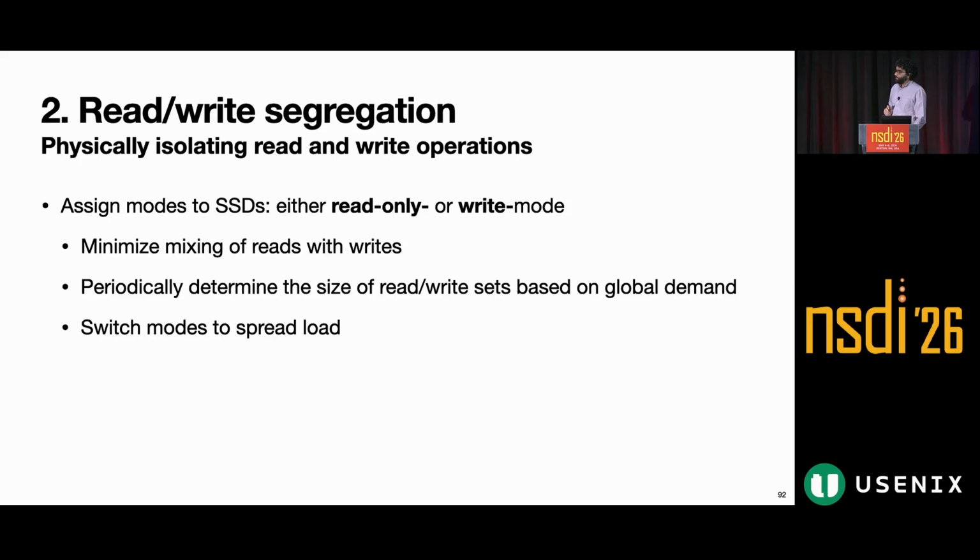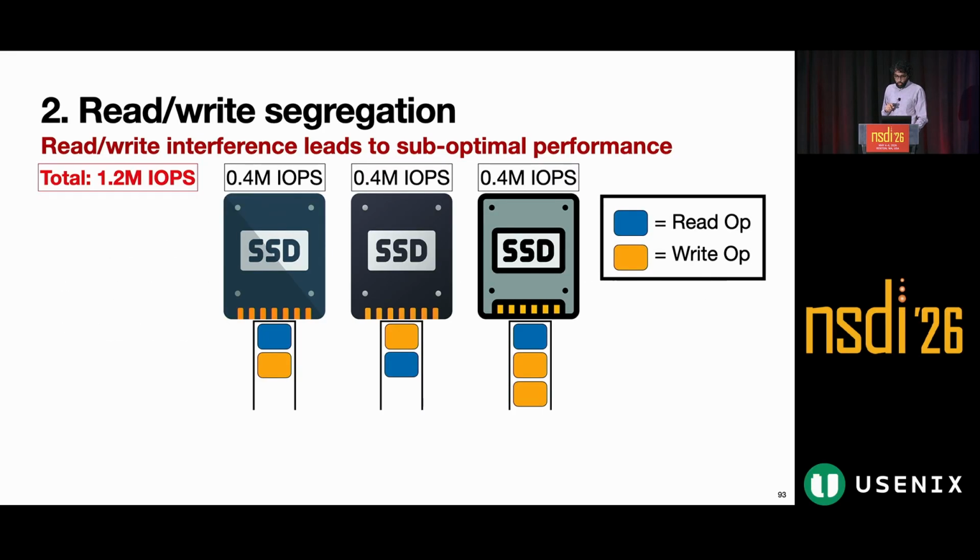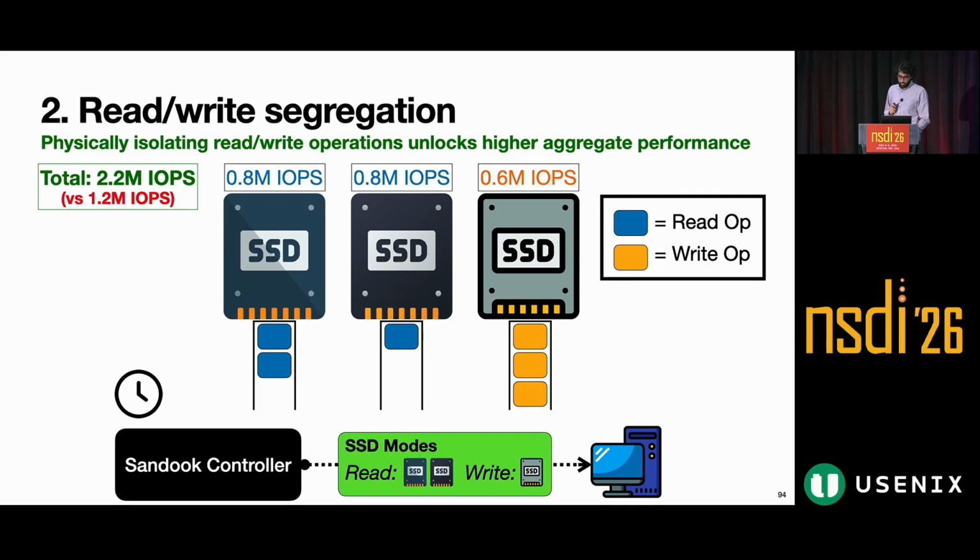The other policy that we implement is read-write segregation, which allows us to physically separate these two operations to minimize mixing of the two. And so we assign modes to these SSDs, which can either be in a read-only mode or a write mode. And we want to minimize the two operations landing on the same flash media. If you don't do this, and you mix the read and write operations on all the SSDs, you'll have, let's say, 0.4 million IOPS that each of these SSDs can deliver. And that's suboptimal, as we saw earlier from the characteristics.